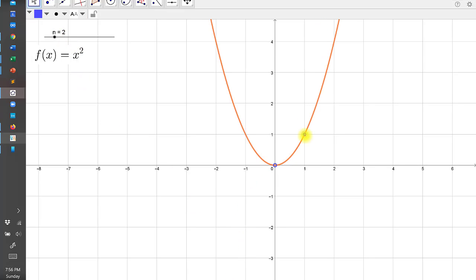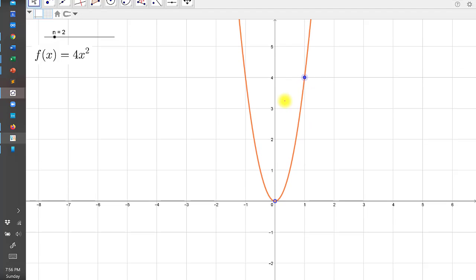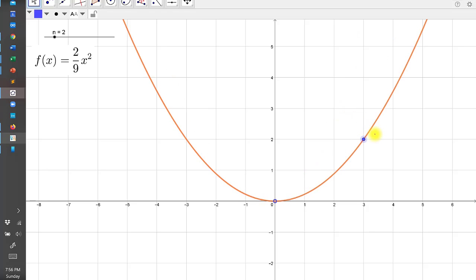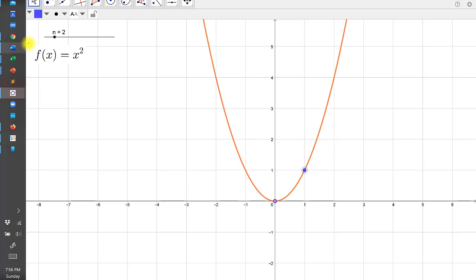The last thing I'll address is the coefficient in front. This is 3x squared, and by changing this point I can make it skinnier. An x squared function that's skinny, sort of stretched vertically, has a big coefficient, but if I make it nice and wide, then that coefficient is very small. And the same thing goes for all of these other powers as well.